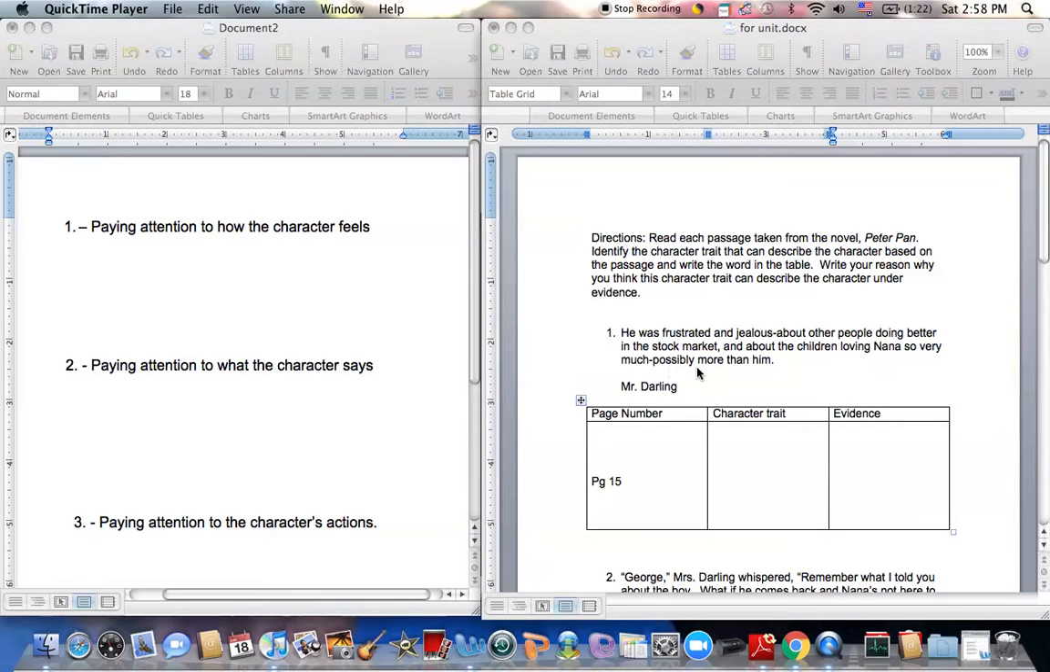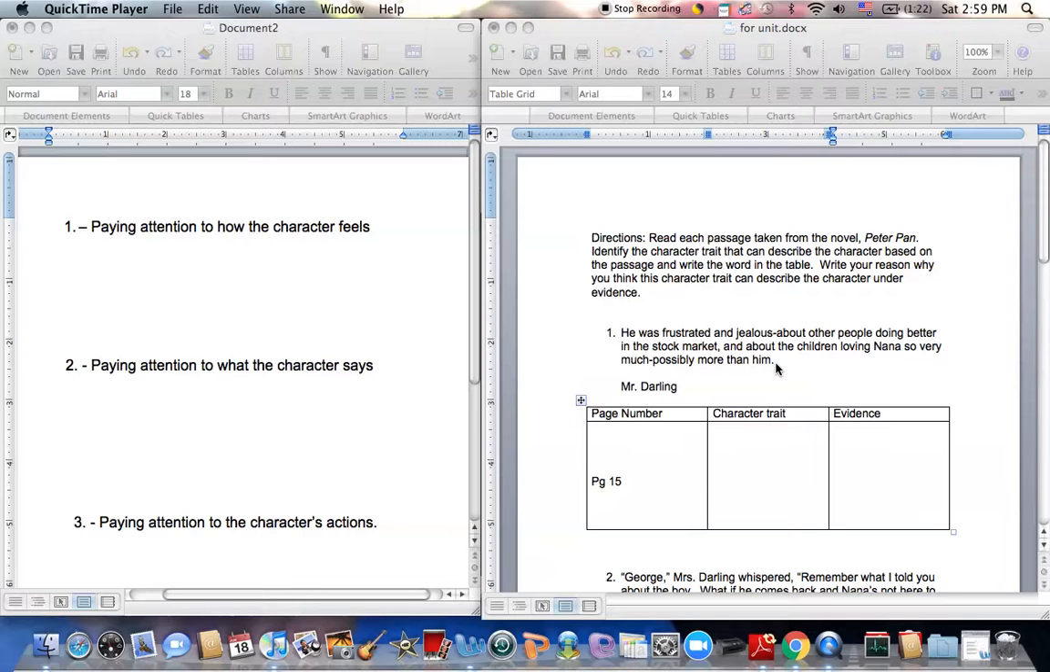For number 1, I'm going to pay attention to how the character feels in this passage. Number 1 says, he was frustrated and jealous about other people doing better in the stock market and about the children loving Nana so very much, possibly more than him. This passage is describing the character Mr. Darling. Remember, when we're dealing with how the character feels, the character needs to have these feelings throughout the novel for it to fit under a character trait.